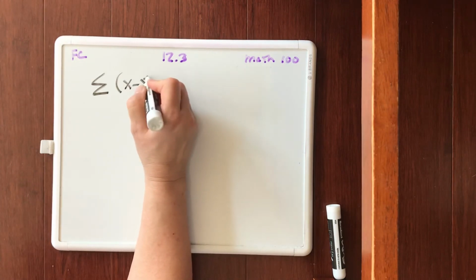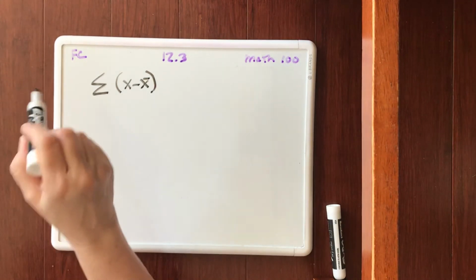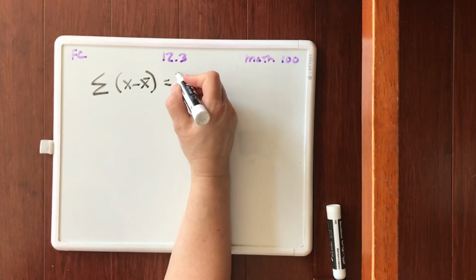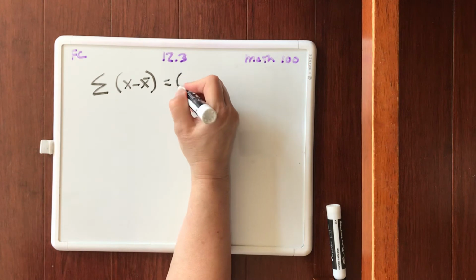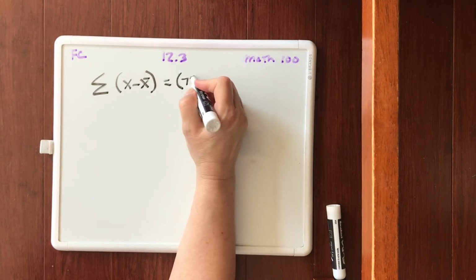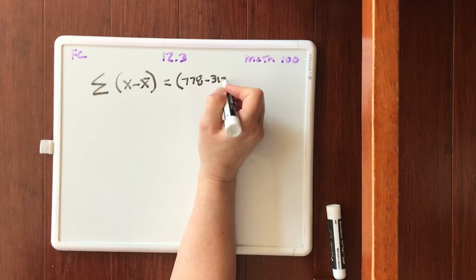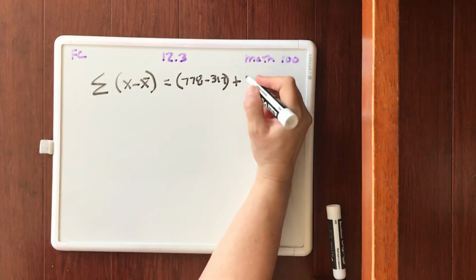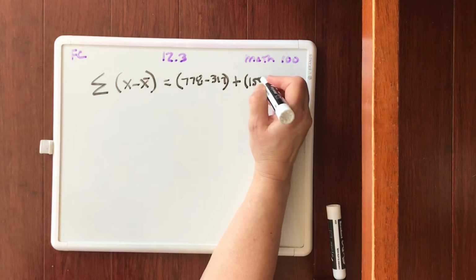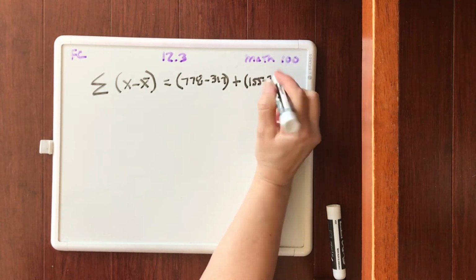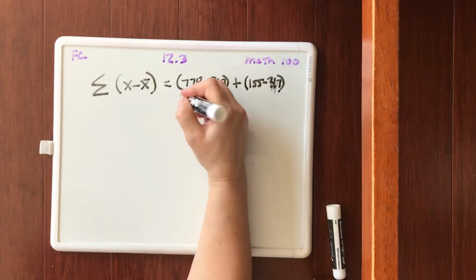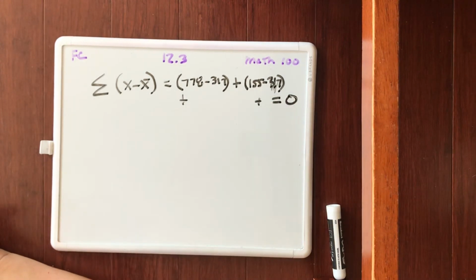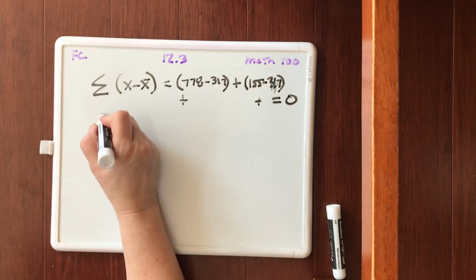Sum of x minus x-bar. Okay? This means we're going to add up all the deviations from the mean. So in our case, if we didn't know what they were, just to show you what it looked like, we take the first one, 778, minus 317. That's the first one. Then we add the next one, which would be 155 minus 317. And then we do the next one and the next one and the next one. And as we know from what we just did, it all equaled 0. Okay? But let's try this.